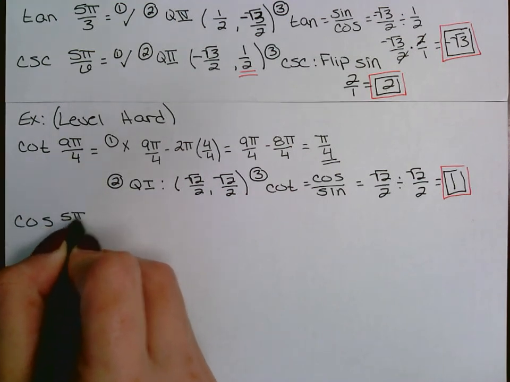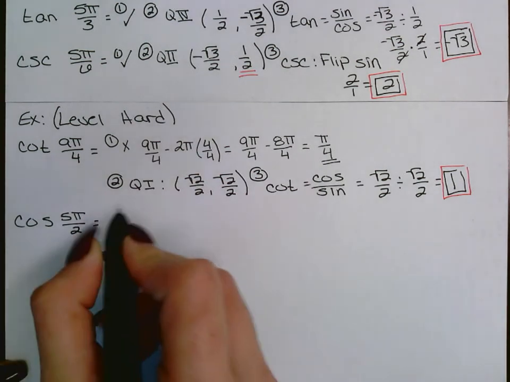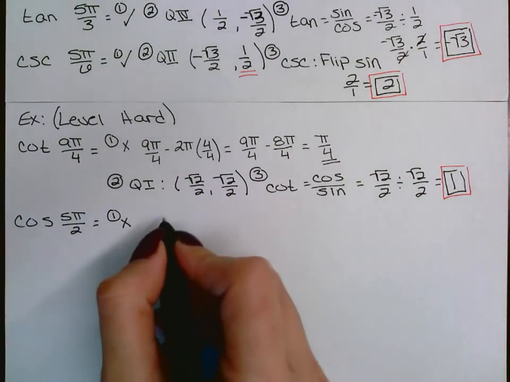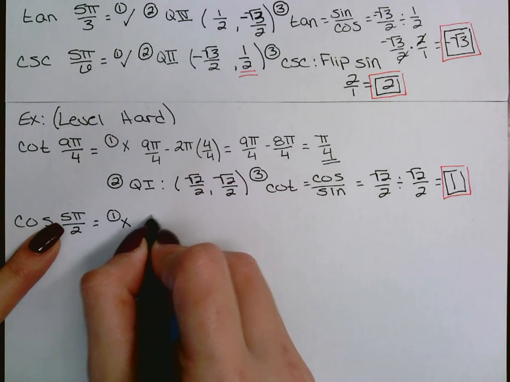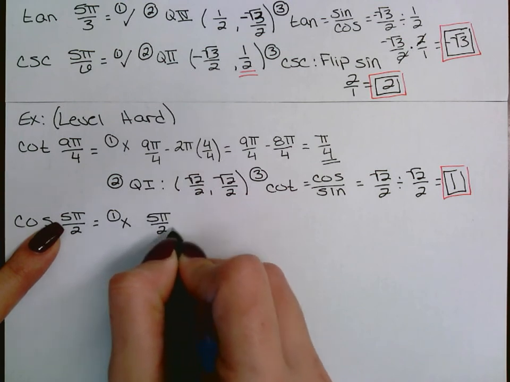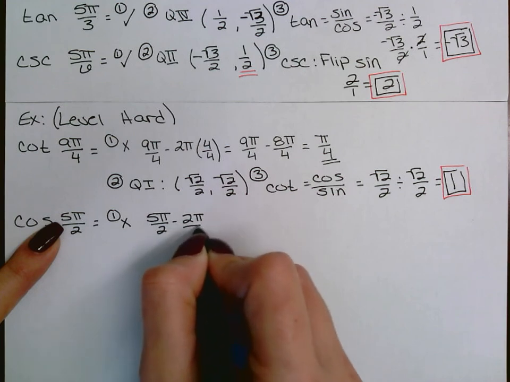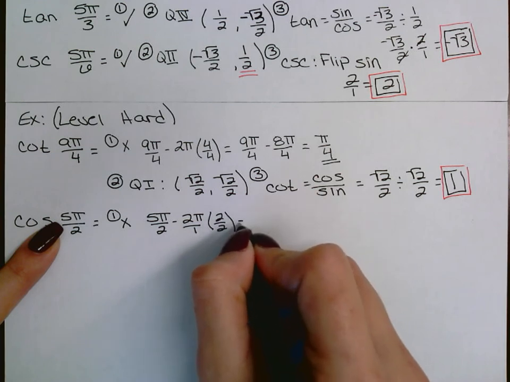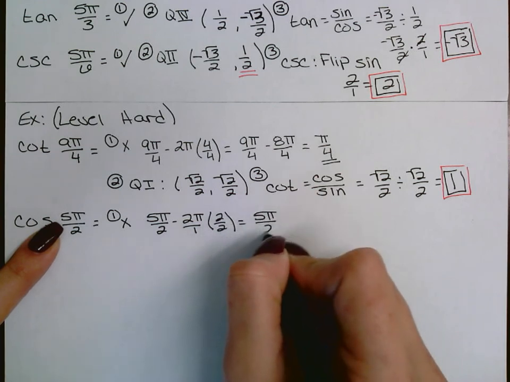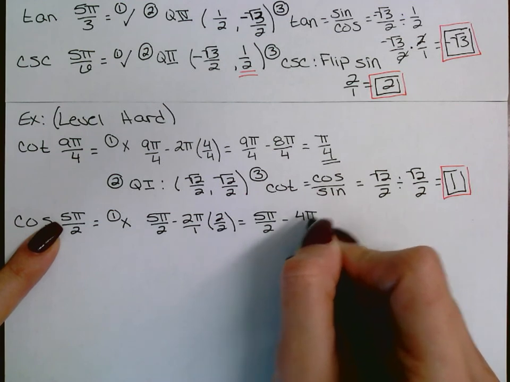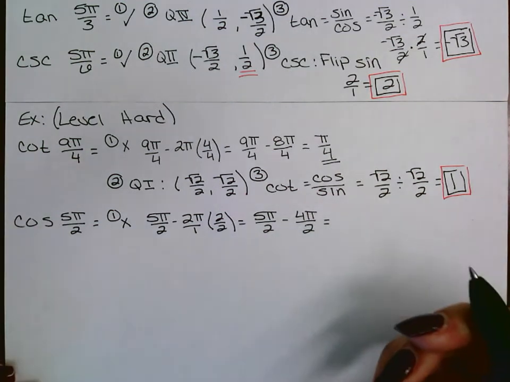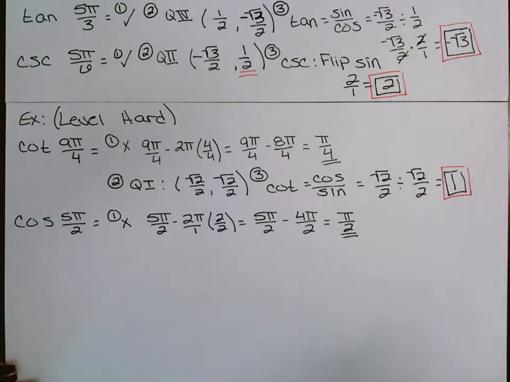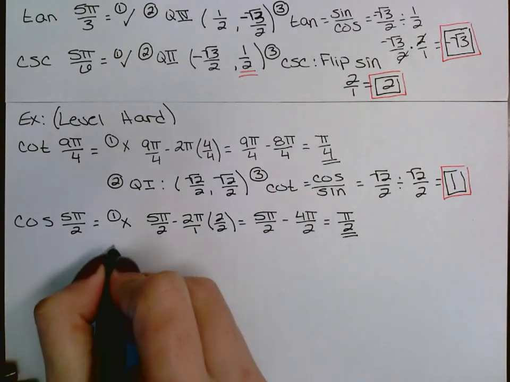Cosine of 5 pi over 2. Step 1. Is it coterminal? Nope. Double my denominator would be 4. Did I surpass 4? Yep. So what do I do to 5 pi over 2? Subtract 2 pi. Get a common denominator. I have 5 pi over 2 minus 4 pi over 2. What do I end up with? Pi over 2. This value, pi over 2, is what I'm going to continue step 2 with.